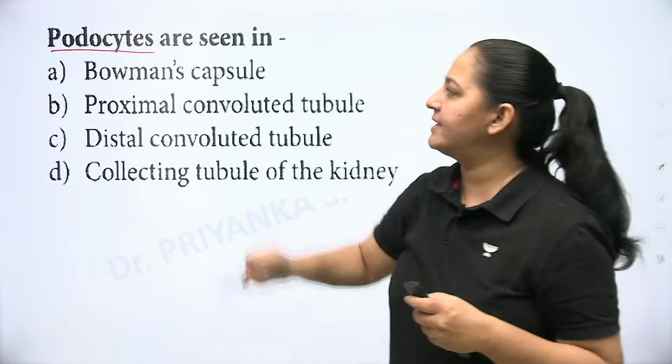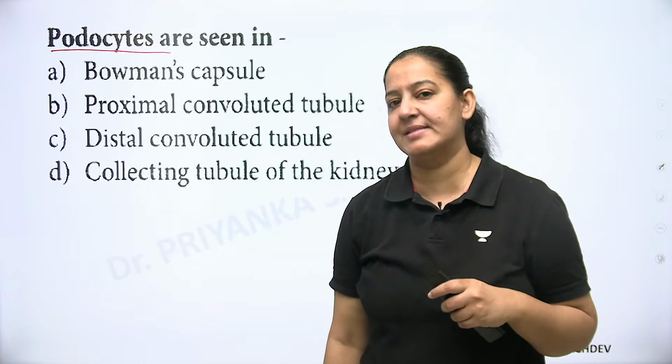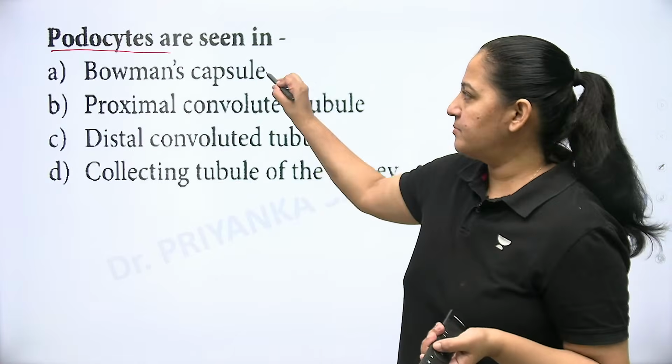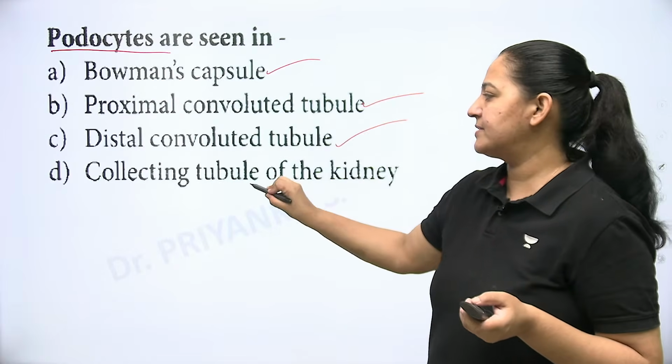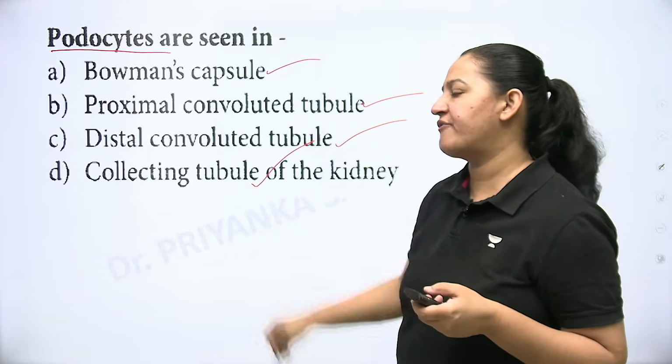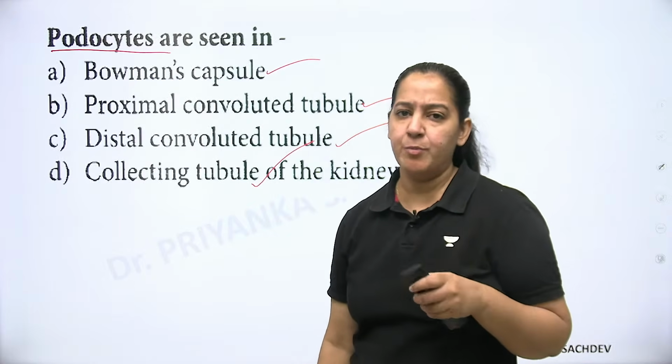Podocytes. What are podocytes? Podocytes are the cells which are visceral epithelial cells. Where are they present? Are they present in Bowman's capsule? In PCT? In DCT? Or are they present in the collecting duct? So in which portion of the nephron are they present? I guess it's a very easy question.